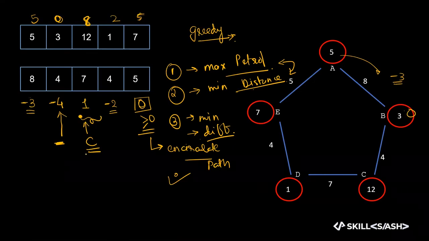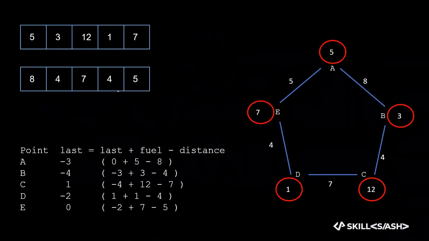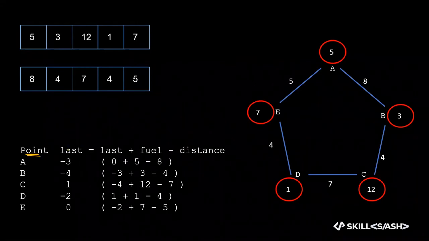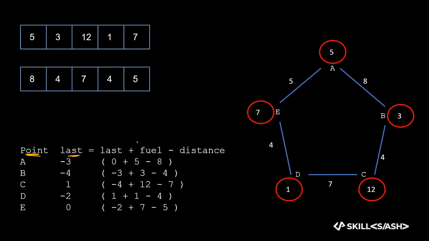So first we'll see this example in pictorial view, and now I'm just writing it out as an equation. Point A: what is the last petrol that we have at point A? We calculate with last plus fuel minus distance. So we had initially 0 liters of petrol, plus 5 liters of petrol I got, minus 8 I have to travel. So at point A, there is -3 liters of petrol. In the same way, at B, I will have -4 liters of petrol. The same thing which we have calculated over here, right?